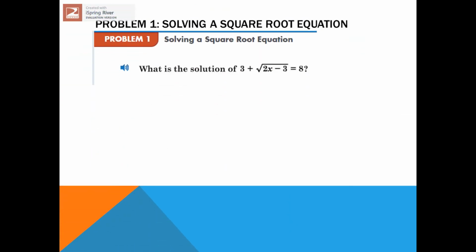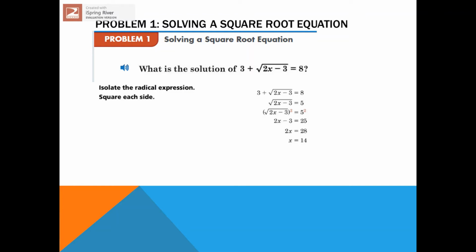On problem number 1, solving a square root equation. What is the solution of 3 plus square root of 2x minus 3 is equal to 8? First, we need to isolate the radical expression. We have 3 plus square root of 2x minus 3 equals 8. Transfer 3 to the other side of the equation. So it will be 8 minus 3, and that is 5. Square root of 2x minus 3 is equal to 5.